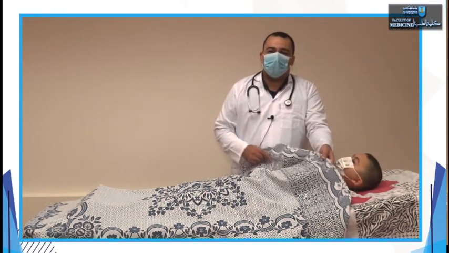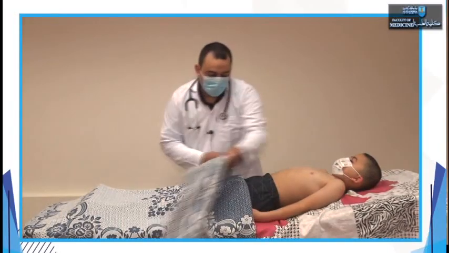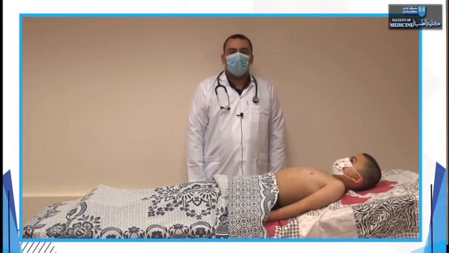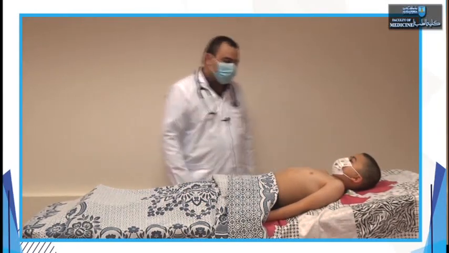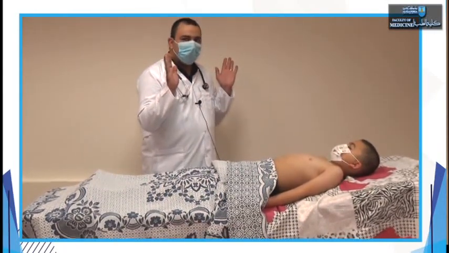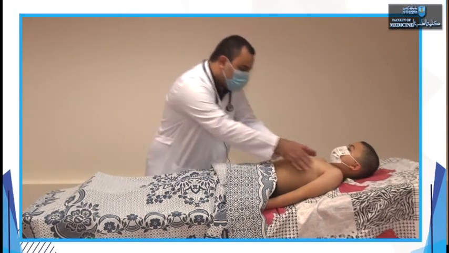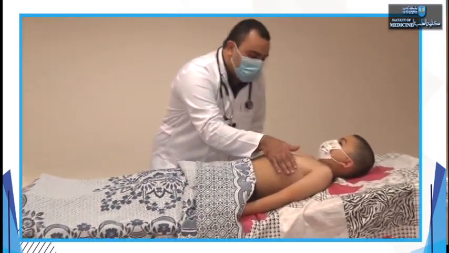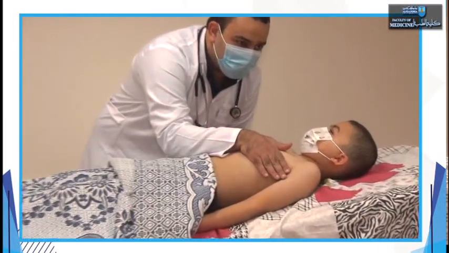Ideal exposure for examination of the heart is that the upper trunk should be totally exposed. Now we are going to start with palpation of the heart. First we will localize the heart. Is it left or right? This heart is left.